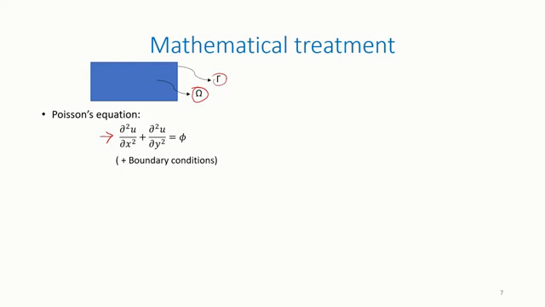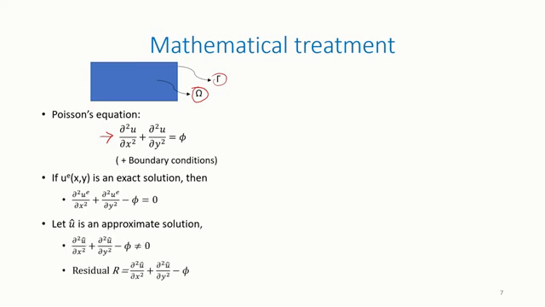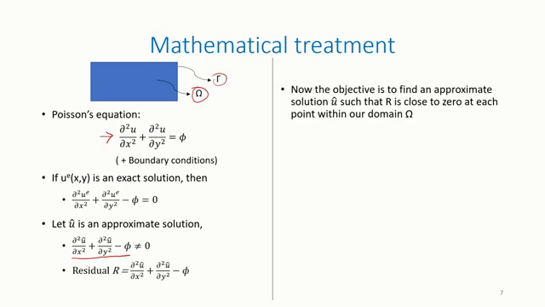If we consider u_e as the exact solution, then it must satisfy the above equation. So, we will have ∂²u_e/∂x² + ∂²u_e/∂y² − φ = 0. As I mentioned before, it will be very difficult to obtain an exact solution for real-world problems. Instead, let's try to find an approximate solution û. Since this is approximate, it will not exactly satisfy the Poisson equation. Hence, we'll have this term not equal to 0. And let's call this the residual r. To get a reasonable û, we must try to make the value of r as close to 0 as possible at each point in omega.